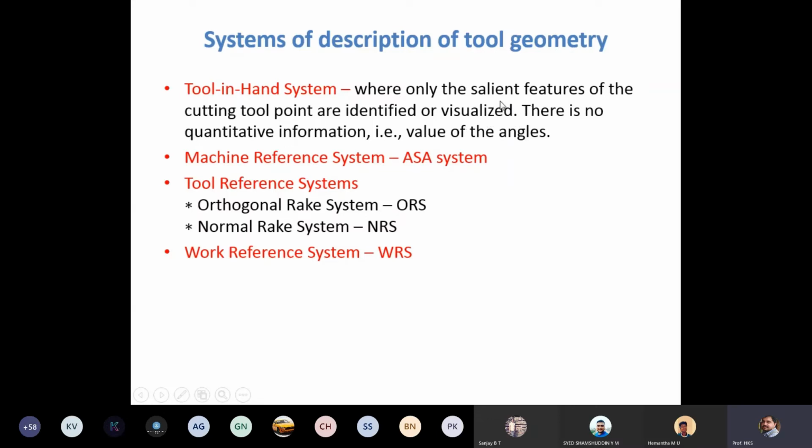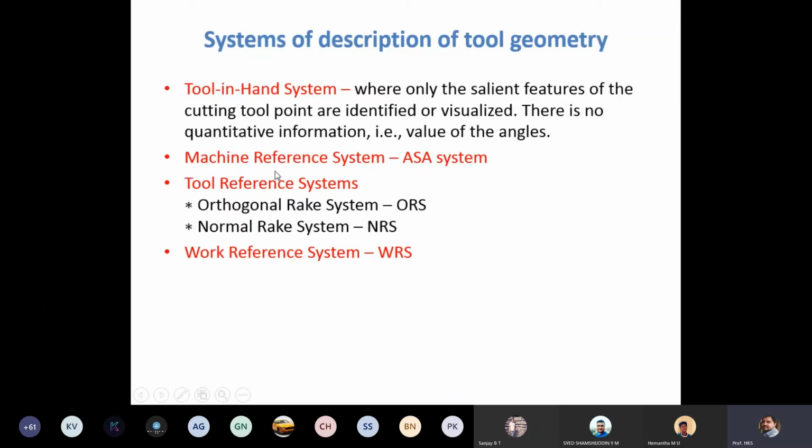Salient features means again these three surfaces, that is the rake surface and two clearance surfaces, then the cutting edges, major cutting edge and minor cutting edge. Those are the salient features. But one of the major drawbacks of the tool in hand system is that there is no quantitative information regarding the value of the angles. You cannot measure the rake angle or clearance angle in the tool in hand system. That is the demerit associated with it.